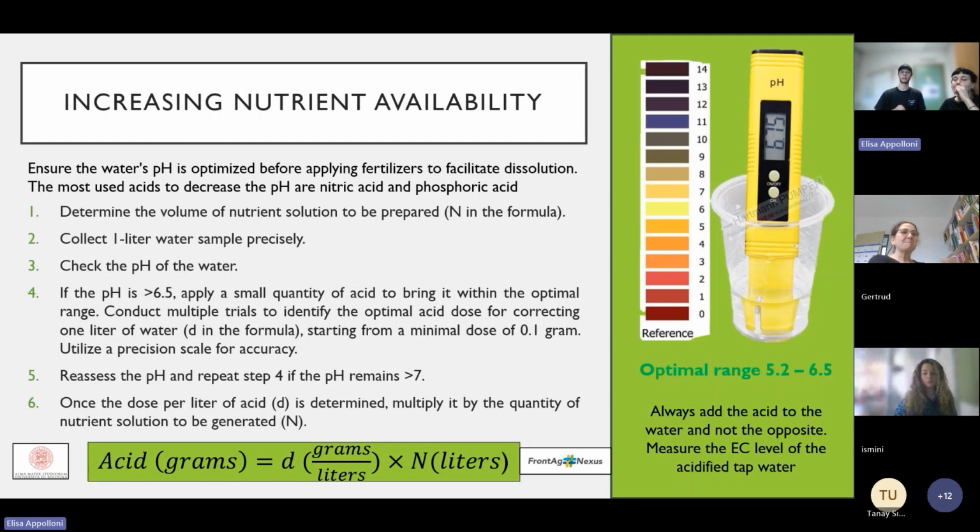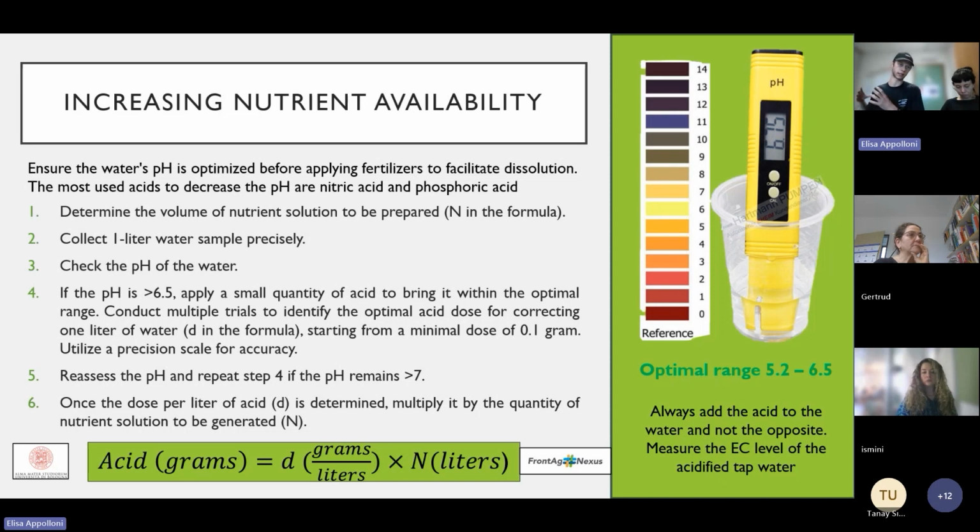Okay, so how to increase the nutrient availability? So how to change the pH of our nutrient solution? Well, to do so, we need to use an acid in order to increase the acidity, or a base in order to increase the alkalinity. So we prepare our nutrient solution, and then we measure the pH. We see that the pH is 6.75, which is too high for us. Then we need to decrease it. We want to bring it down to 5.5, for example. How to do so?